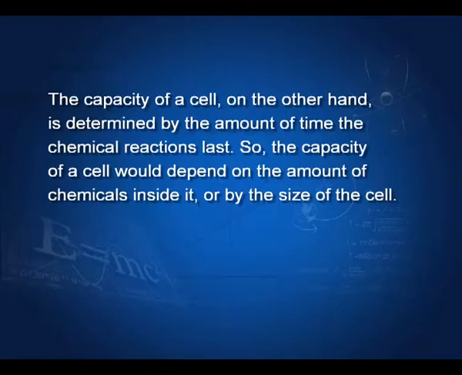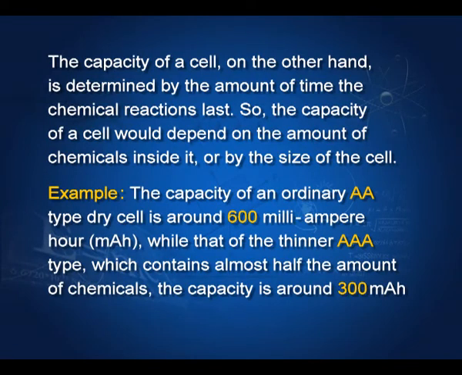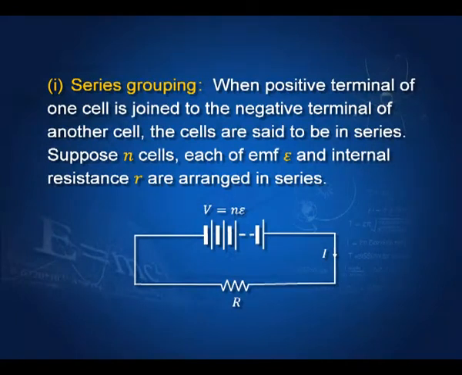The capacity of a cell, on the other hand, is determined by the amount of time the chemical reactions last. That means the amount of material inside the cell, that means the size of the cell. So, the size of the cell determines the capacity, whereas the reaction inside the cell determines the voltage. So, coming again to the example of AA and AAA type, AA are thicker, they have more material in them, reactions can last for a longer time, therefore they have larger capacity than the AAA, which are thin cells. So, let us now return to the grouping of cells.